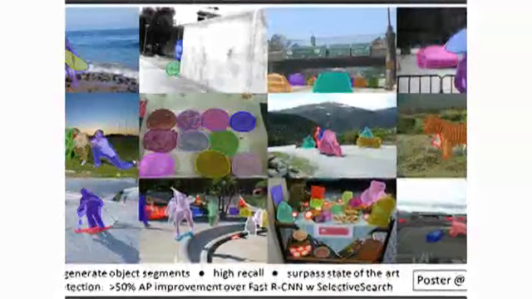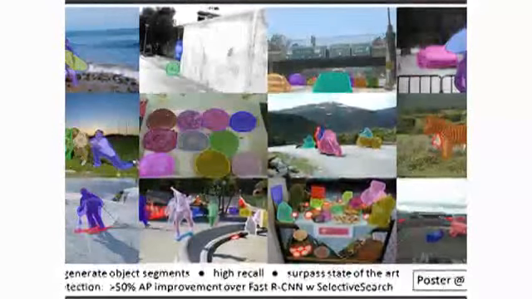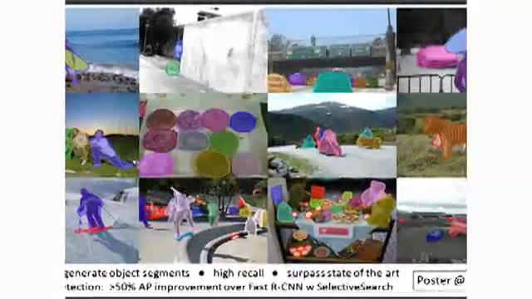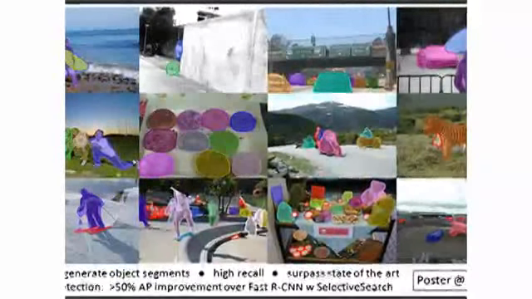To conclude, we propose an algorithm that is able to learn to generate object segments. It achieves a very high recall with a very low number of proposals, and it surpassed the state of the art by a big margin on different data sets.